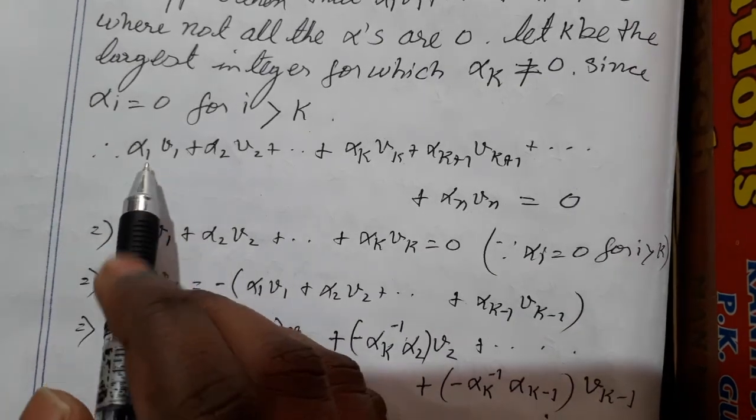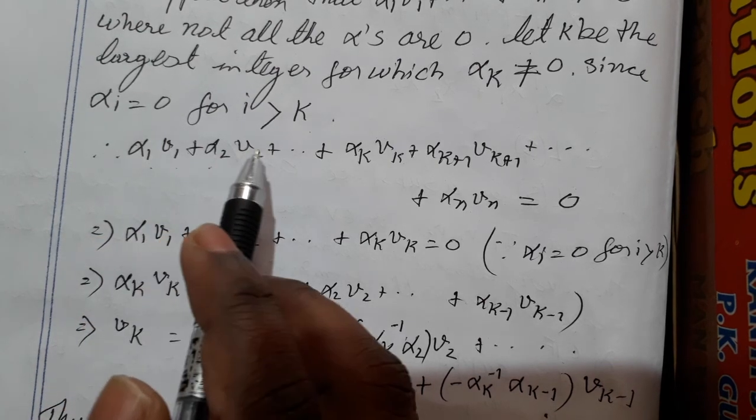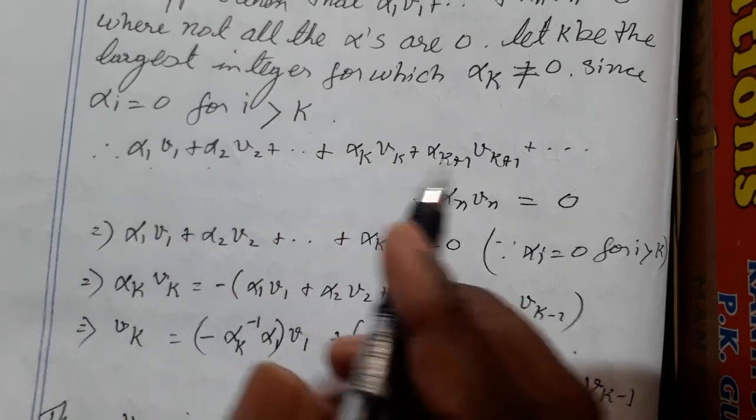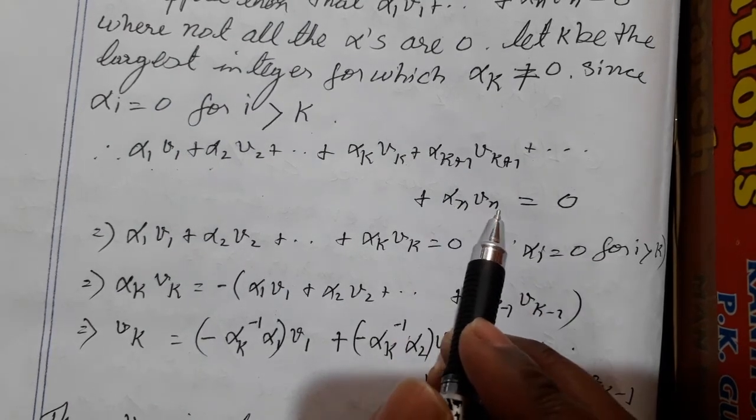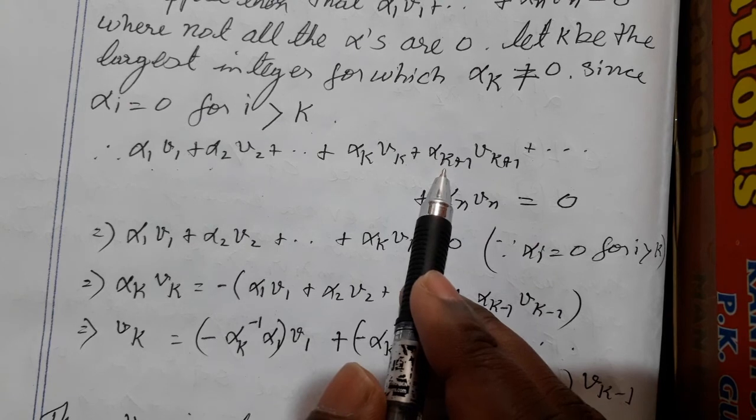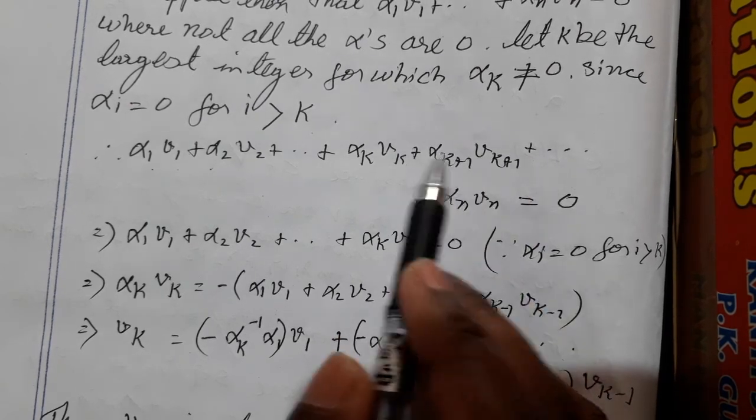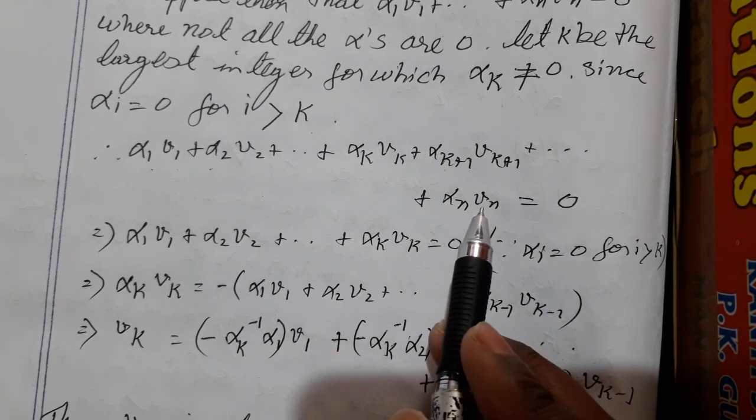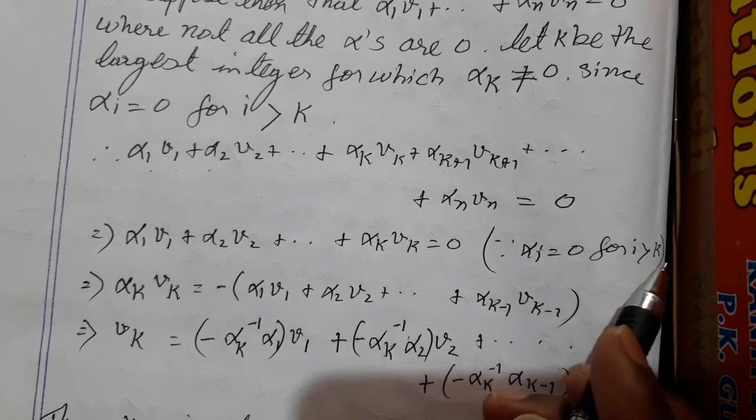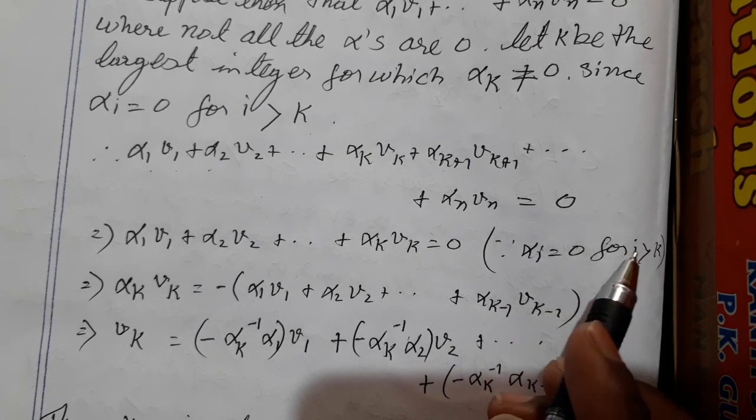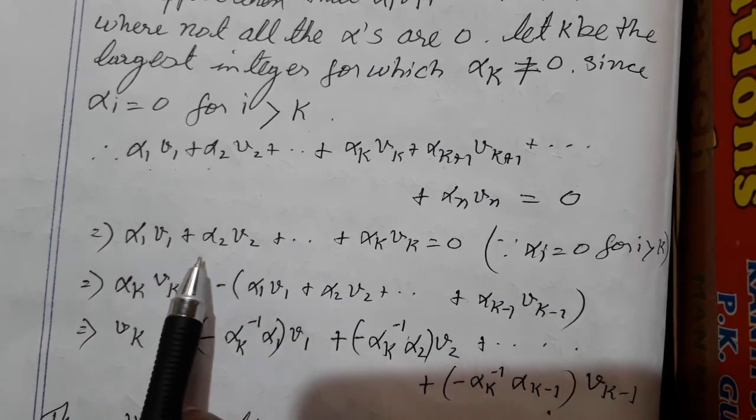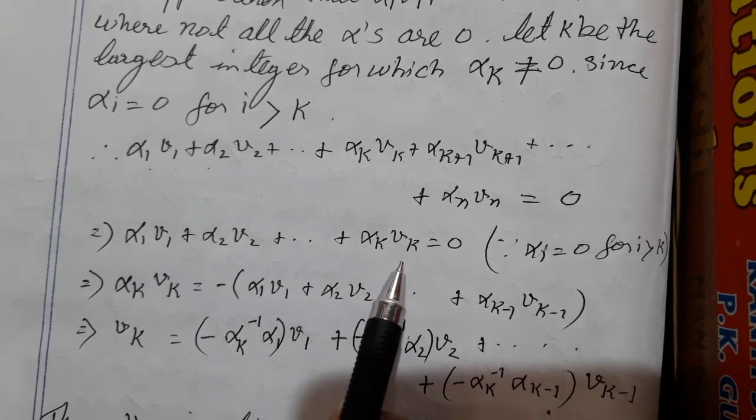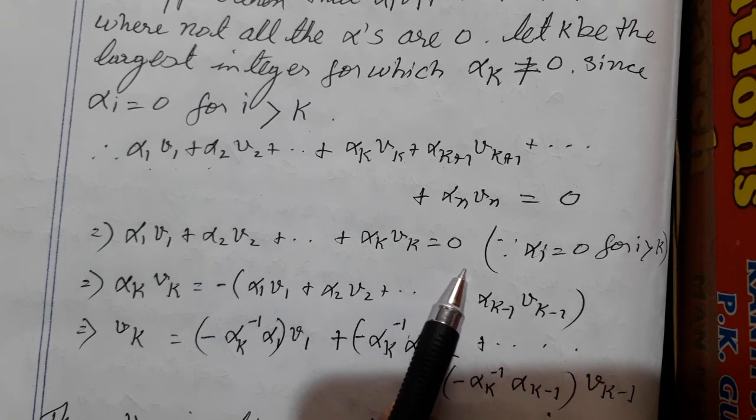So we take the linear combination here with the vectors: alpha 1 v1 plus alpha 2 v2 plus so on, alpha k vk plus alpha k plus 1 v k plus 1 plus so on, plus alpha n vn. All the scalars beyond k will be 0. By using this we get alpha i equal to 0 for i greater than k. So we have alpha 1 v1 plus alpha 2 v2 plus so on alpha k vk is equal to 0.